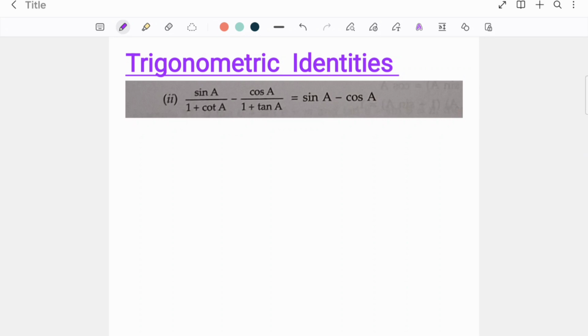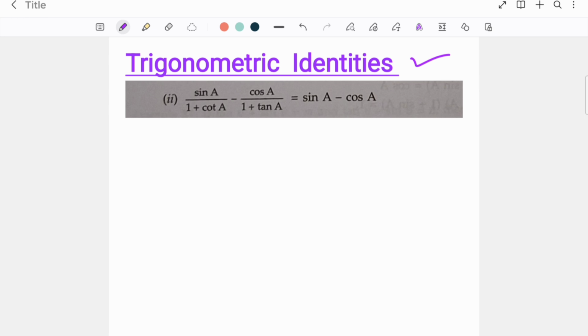Here we are discussing the Trigonometric Identities chapter, and this is the second video of that chapter. We are doing the solutions of the sums of this chapter. Those who have not seen the first part, kindly visit that video and see, and you can understand better. So how can we solve this?